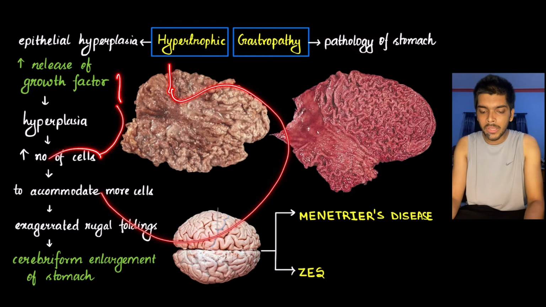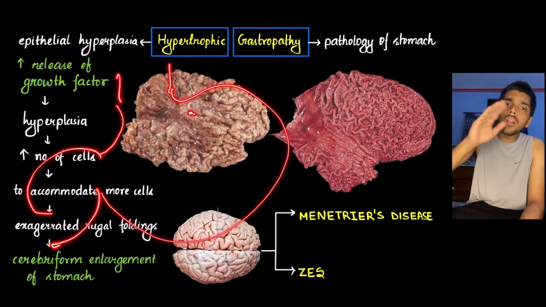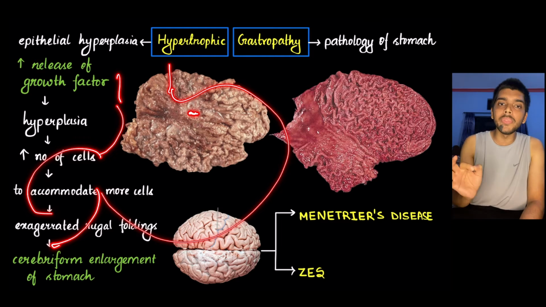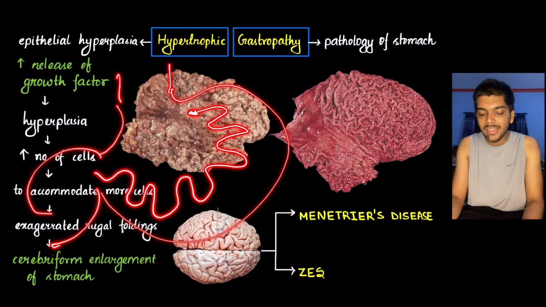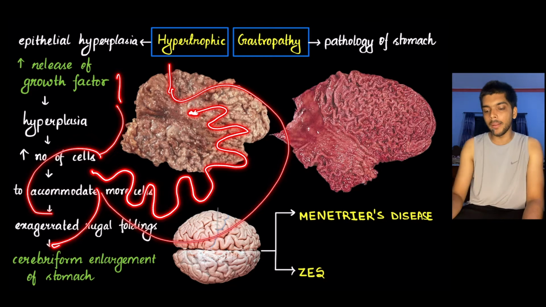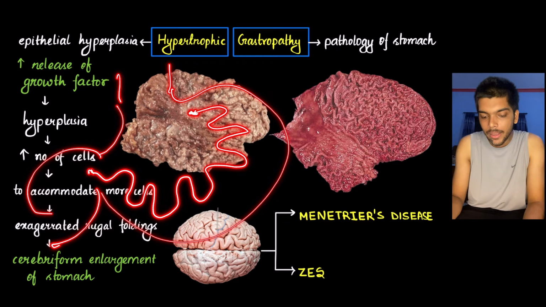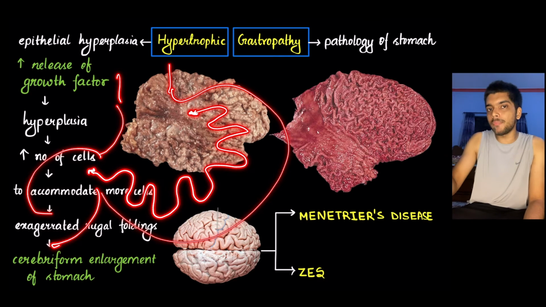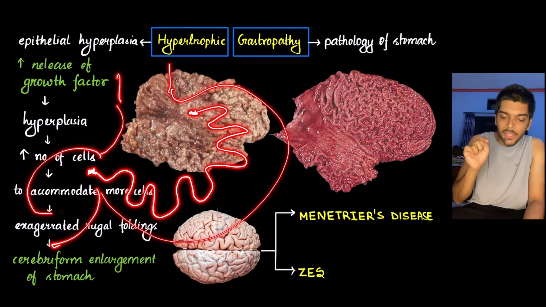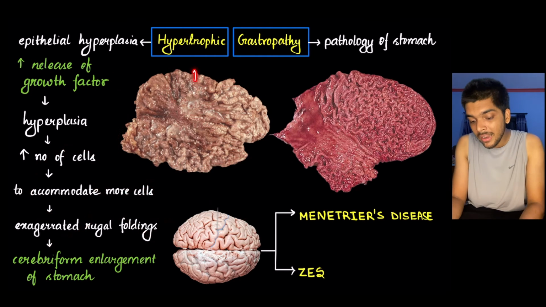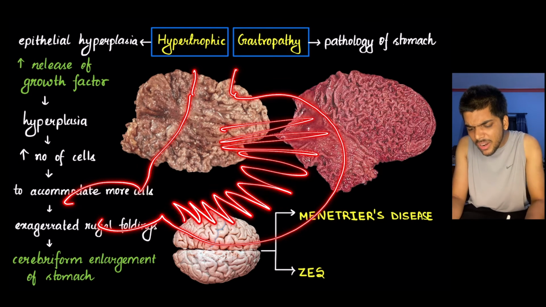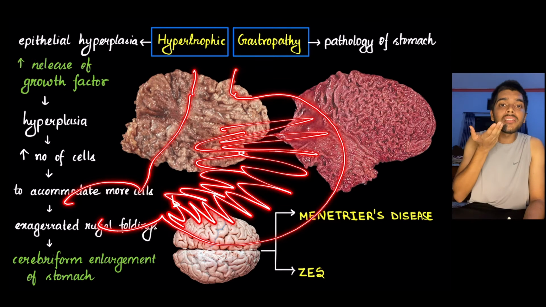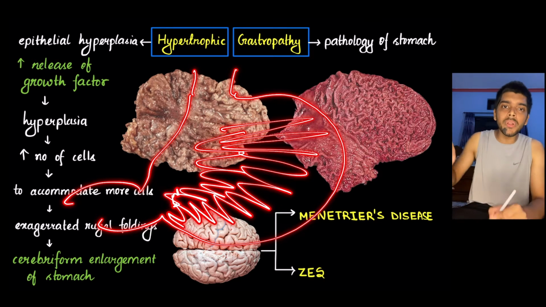This is your stomach. The inner wall of the stomach contains something called gastric rugae, which are your rugal foldings. They increase surface area as well for the glandular epithelium. But let's say there is an increment in the number of cells in the lining epithelium of the stomach. Then what will happen? Then these rugal foldings will get exaggerated, highly folded. Why? In order to increase surface area, in order to accommodate the increased number of cells.